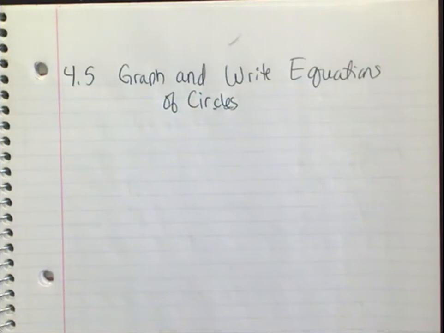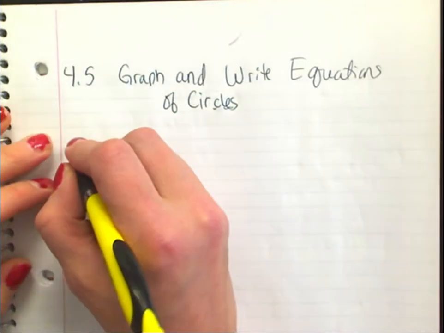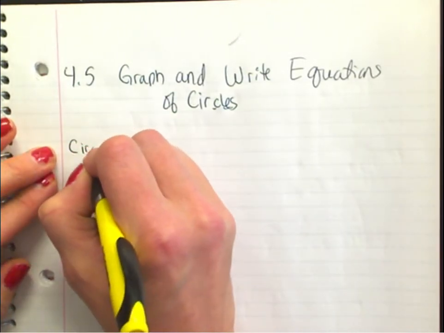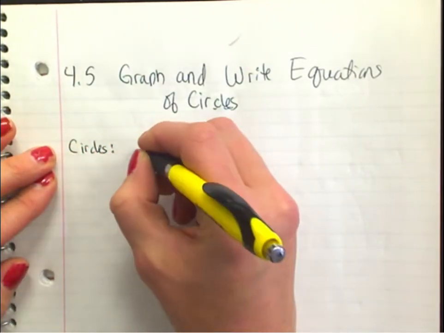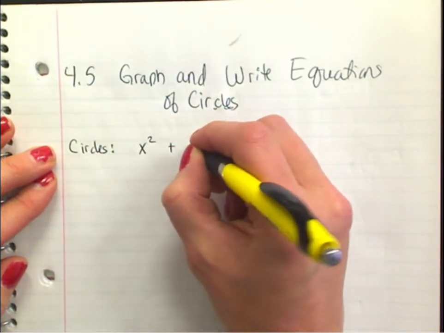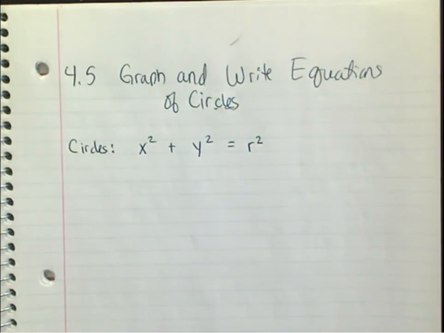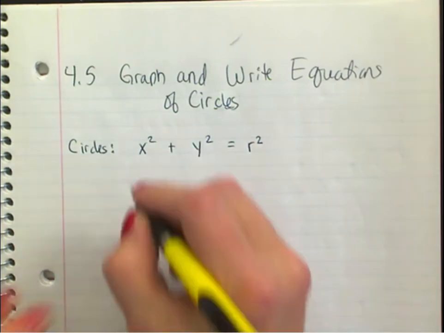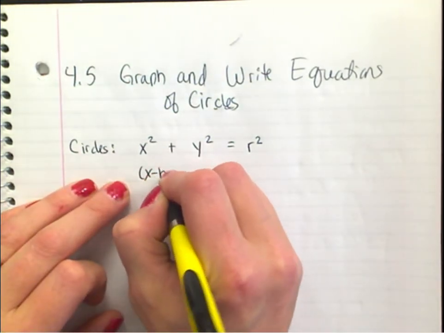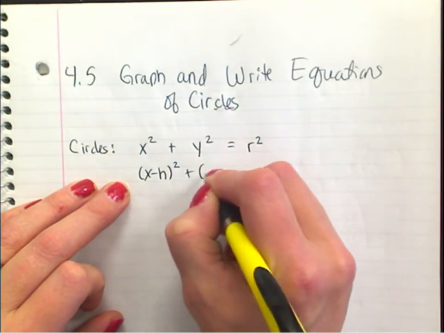Okay, guys, graph and write equations of circles. That's what we're going to do. First thing we have to do is write down our definition. Circles: (x - h)² + (y - k)² = r². We're going to put our h, k in there, which is the same thing that it's always been.